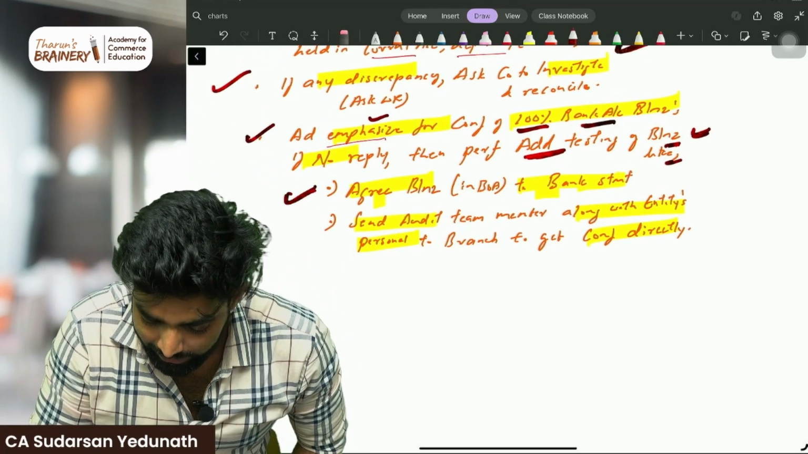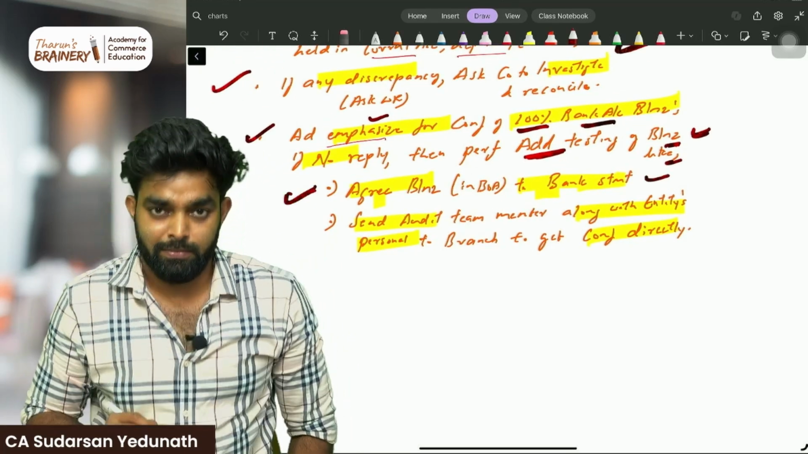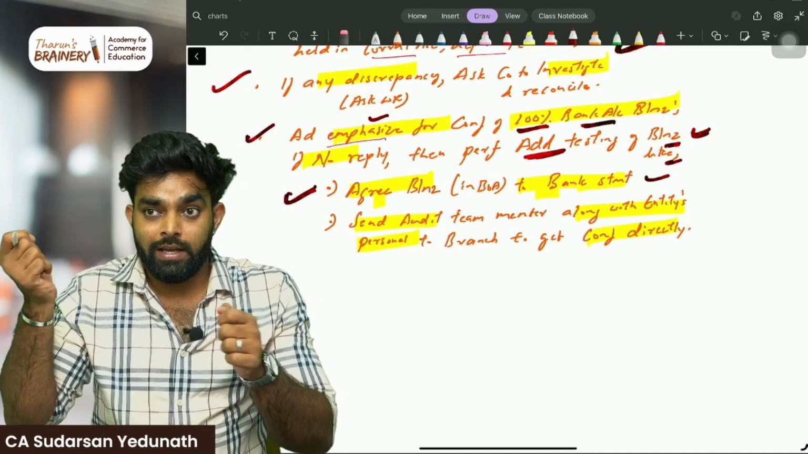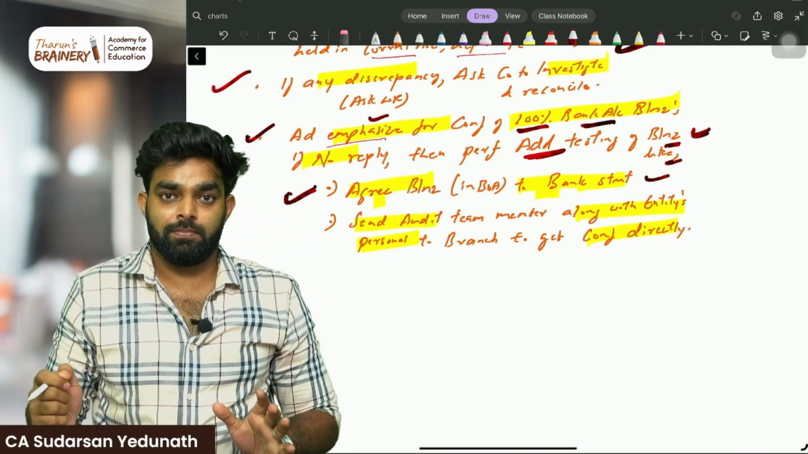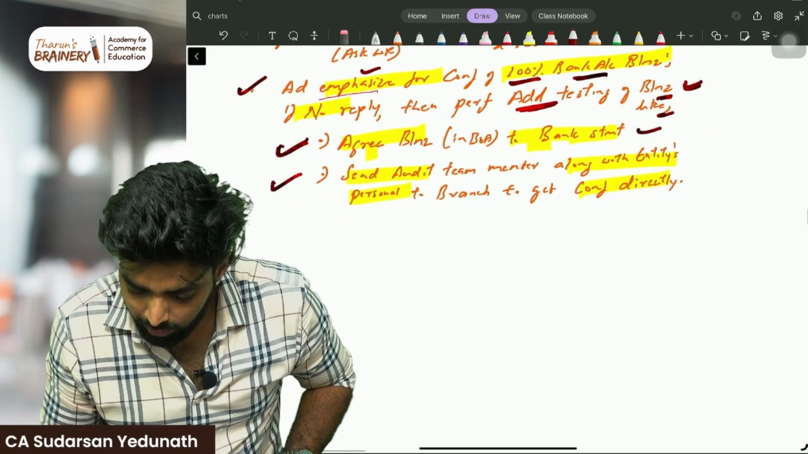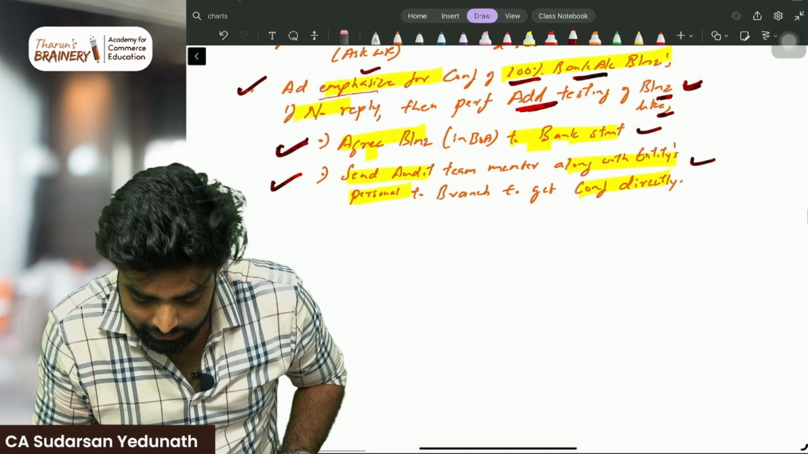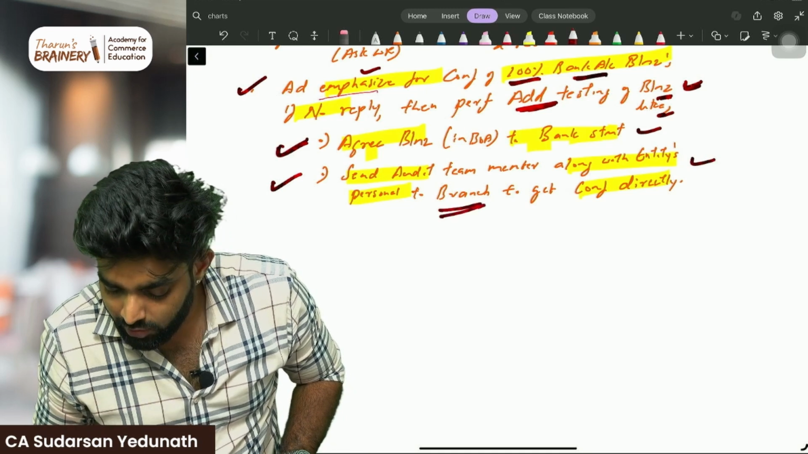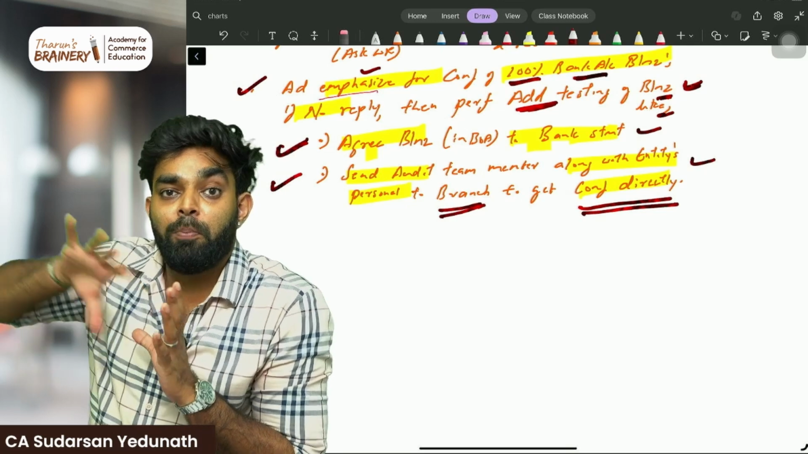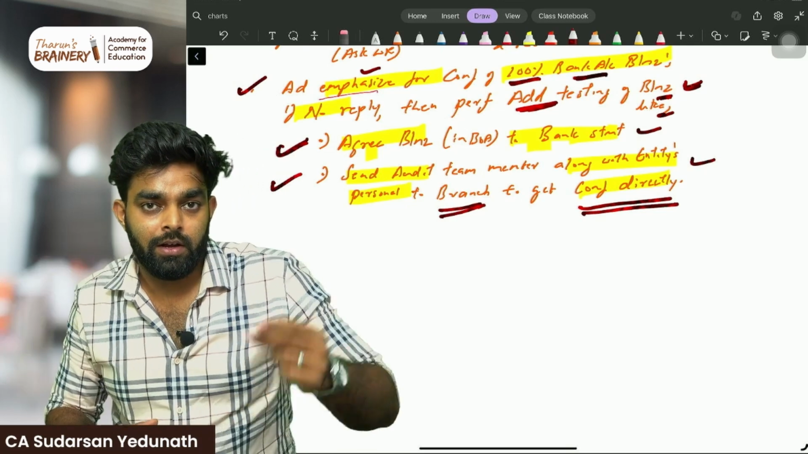What is that? Agree the balance in the books of accounts to the bank statement. Because anyway, you are not getting confirmation, but you may have the bank statement, right? So agree the bank statement to the books. That is what you can do. Then send an audit team member along with the entity's personnel to the branch to get the confirmation directly. You asked for the confirmation through mail and they have not replied. Now what do you need to do?